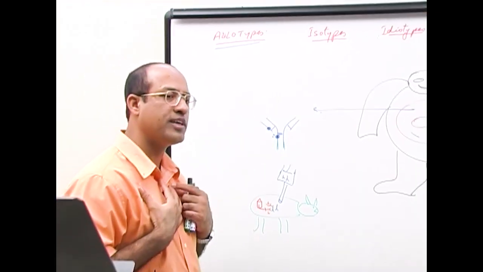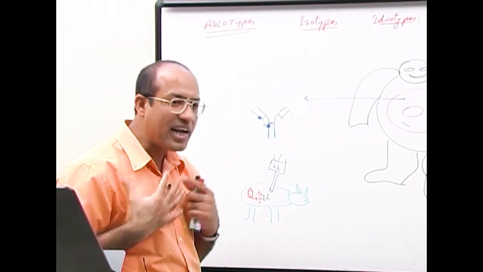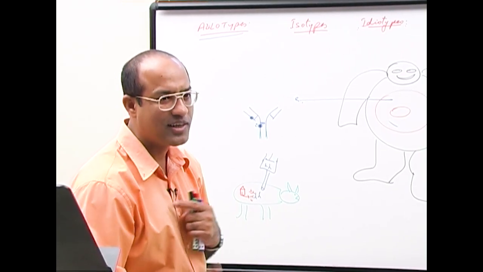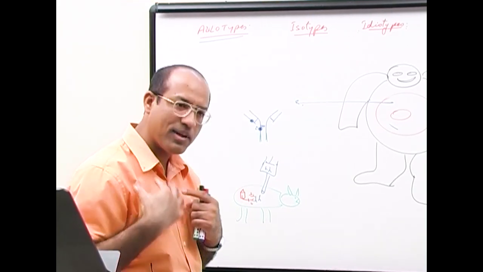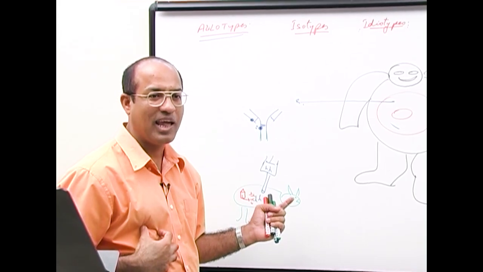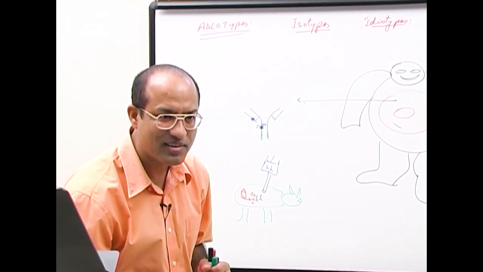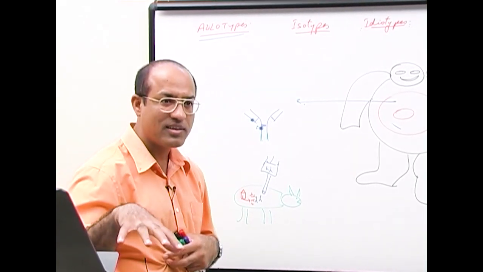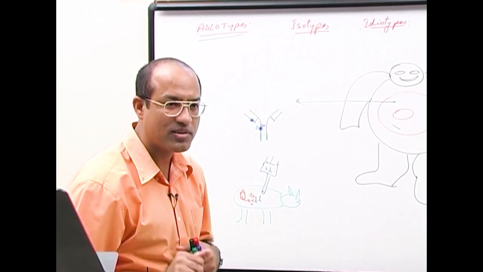So how many types of isotypes do I have? 5. And you have how many types of isotype? 5. My isotypes and your isotypes are the same. This is very important. You have IgG, IgM, IgD, IgE, IgA. I have the same groups. Is that right? But the donkey does not have the same group, so the donkey will make anti-isotype antibodies. When you put my antibodies into a donkey, how many types of anti-isotype antibodies will it make?